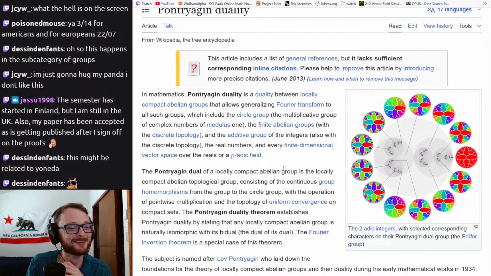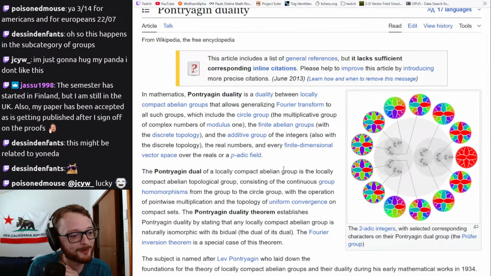I don't like this. Supposed to start in Finland, but I'm still in the UK. Oh, right. Paper has been accepted as in getting published after I sign off on the proofs? Hell yeah. So wait, is that different from your dissertation? Like a different paper? Related to Yoneda? I wouldn't know.